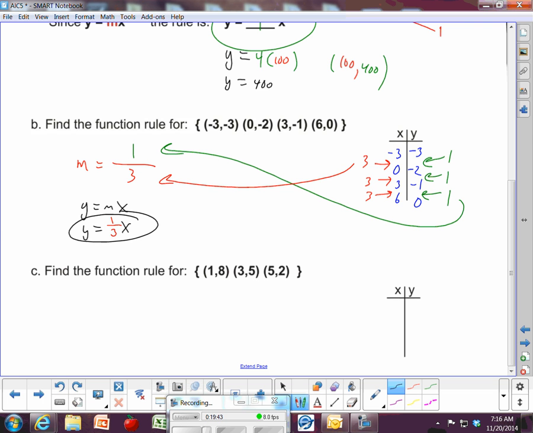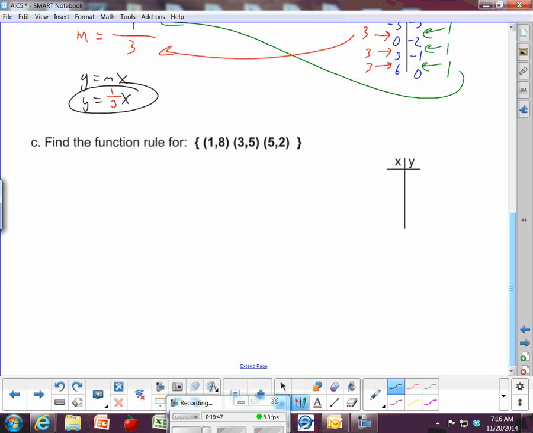All right, last example. If you'd like to do it yourself, I would pause the video, go ahead and work through it, and then turn the video back on and see if you got it correct, and that's what I would advise you do. Go ahead and do this one yourself, and then unpause the video and see if you got it right. All right, let's list out. We got 1, 8. We've got 3, 5. We've got 5, 2.